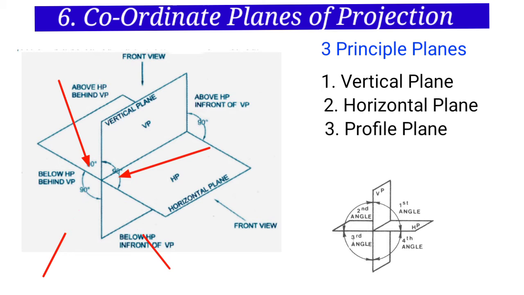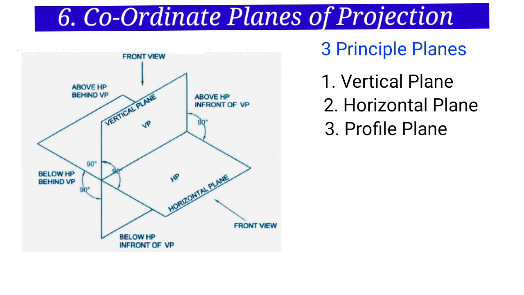The lines of intersection of these three planes are called coordinate axes. The line of intersection of the HP and VP is more commonly called a reference line and is denoted by XY. The point of intersection of the three coordinate planes is called the origin.